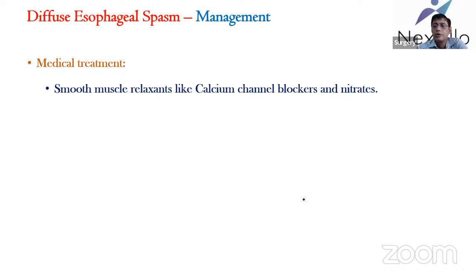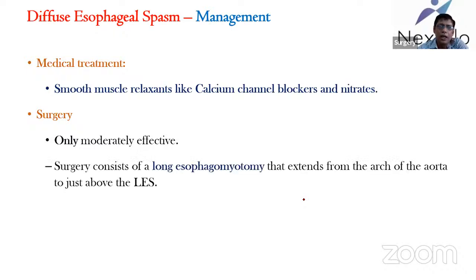Okay. Surgery may be done, but surgery is only moderately effective, and the surgery consists of long esophagomyotomy. Now, overall, in this whole area of the esophagus, the circular muscle fibers are cut, mainly of the lower one third and also of the middle one third. These circular muscle fibers, smooth muscles, are cut. Mind you, the lower esophageal sphincter is normal. We won't touch it. In achalasia, we destroyed the LES. Here, the lower esophageal sphincter should be preserved. It should not be destroyed. So care should be taken to preserve the lower esophageal function.